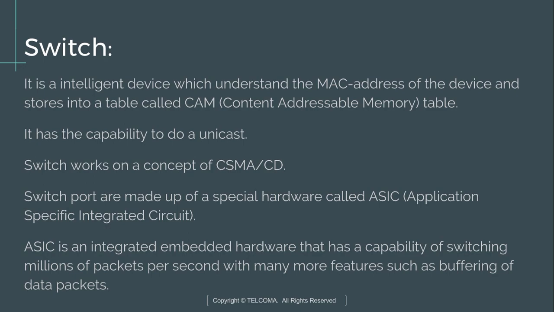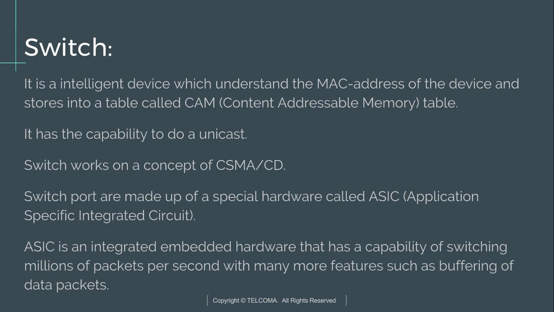The next is, it is also an intelligent device which understands the MAC addresses and stores them. They learn the MAC addresses, then store them in a table known as the CAM table, that is, content addressable memory table. So it has the capability to do unicast. It sends the message in unicast form, from one source to one destination, so the message sent between source and destination is known as a unicast message.